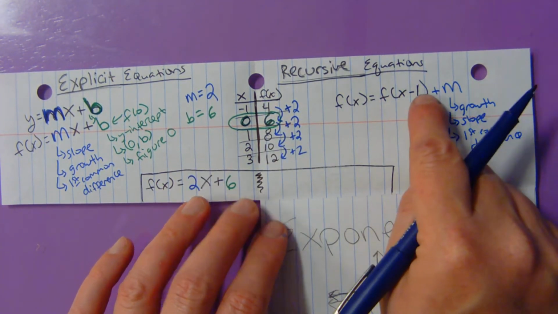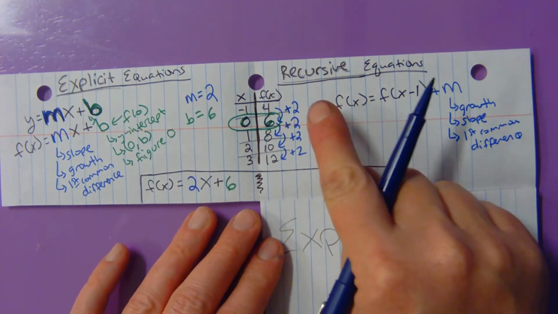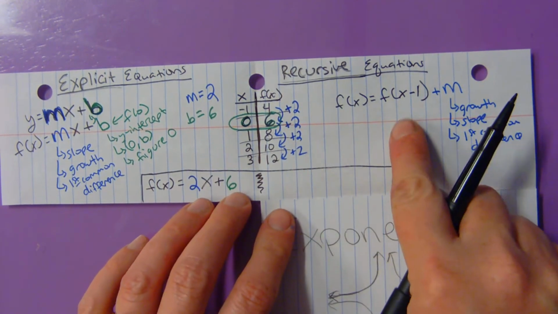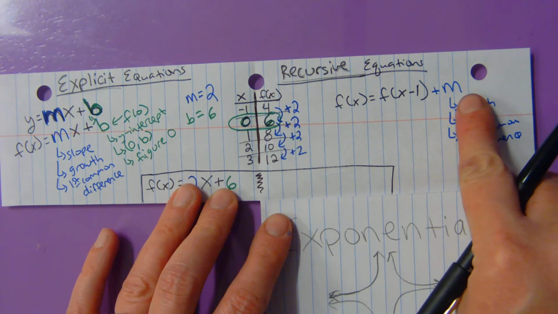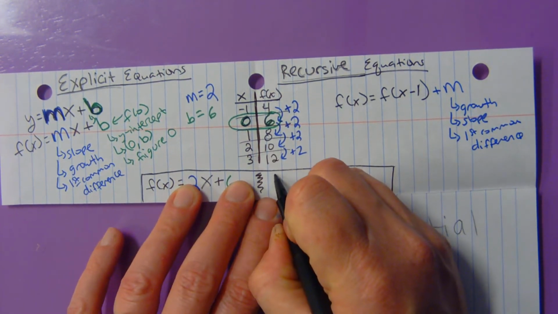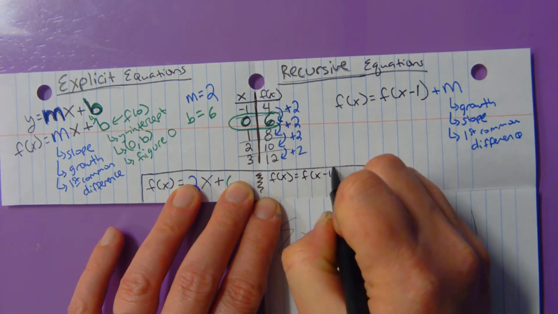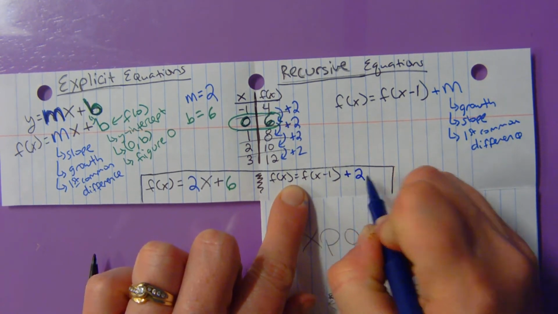This is just saying the number above it. What are you doing to get to the next one? So we're adding 2. So in class we talked about this. These actually have 2 important parts. You have what are you doing, and then you need an address or a place where you need to put it on the grid. So we have f of x equals f of x minus 1. In this case we're adding 2, so plus 2.